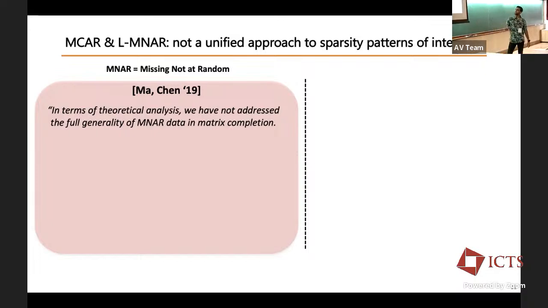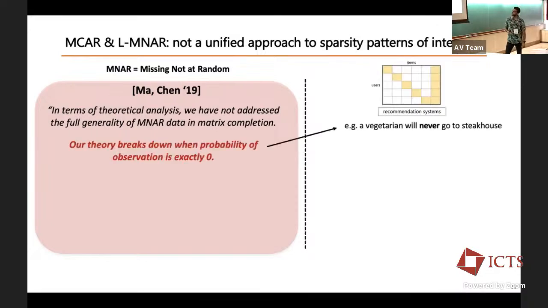They said we've not addressed the full generality of MNAR data in matrix completion. They say our theory breaks down when the probability of observation is exactly 0. So for example, in recommendation systems, their algorithms would not work if, say, a vegetarian will never go to a steakhouse.